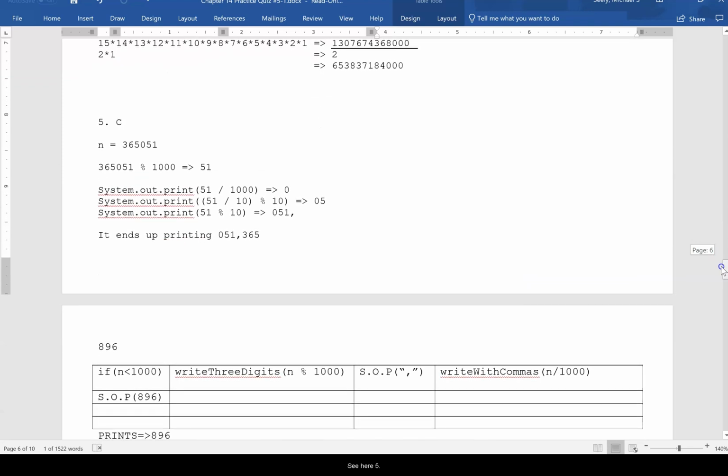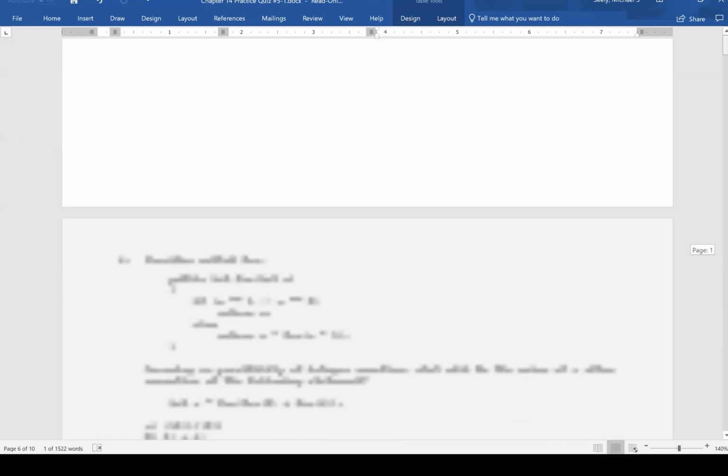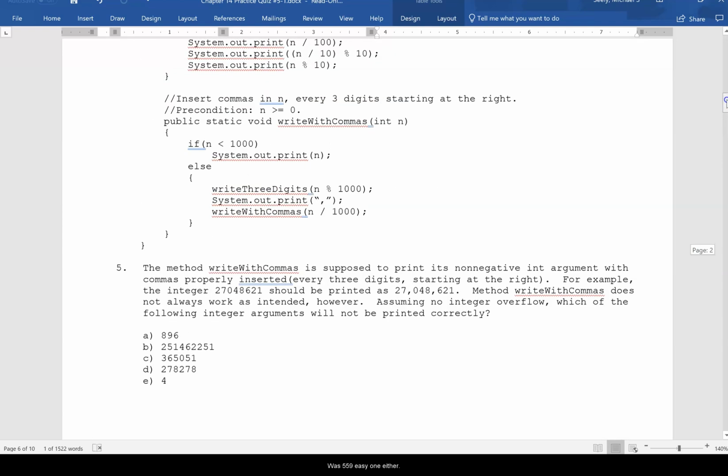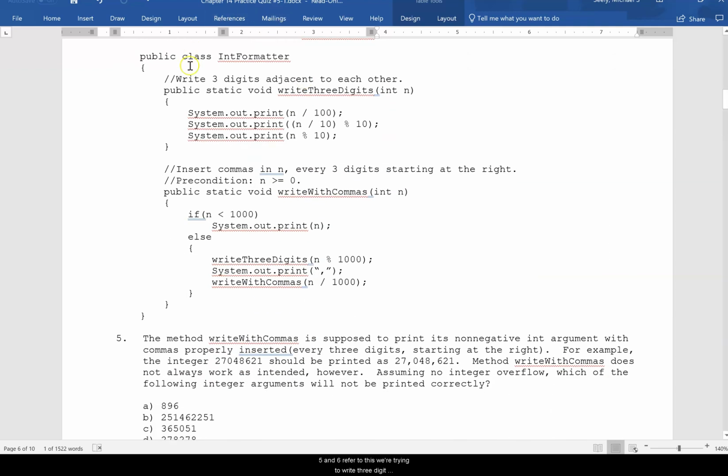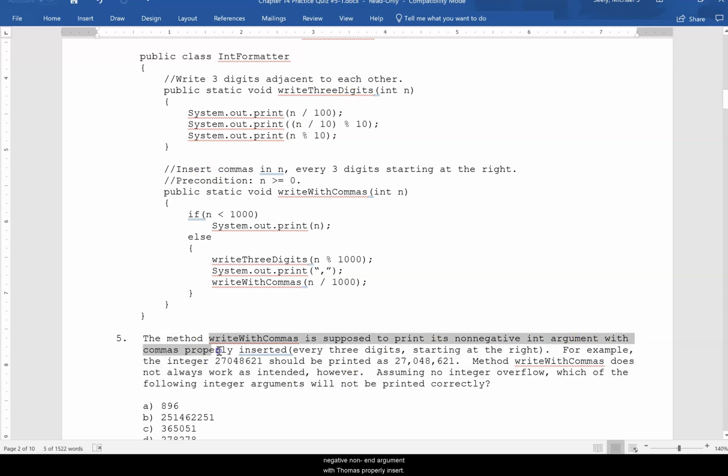Let's see here. 5. What does 5 say? 5's not an easy one either. 5 and 6 refer to this. We're trying to write 3 digits adjacent to each other. The method writeCommas is supposed to print its non-negative int argument with commas properly inserted every 3 digits starting at the right. writeCommas does not always work as intended, however. Assuming no integer overflow, which of the following integer arguments will not be printed correctly?